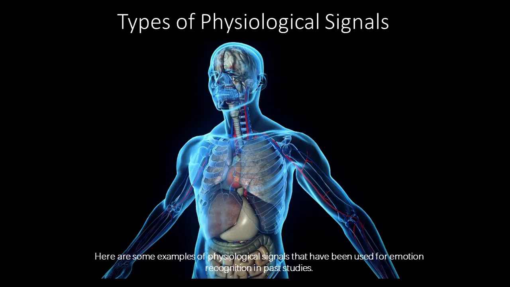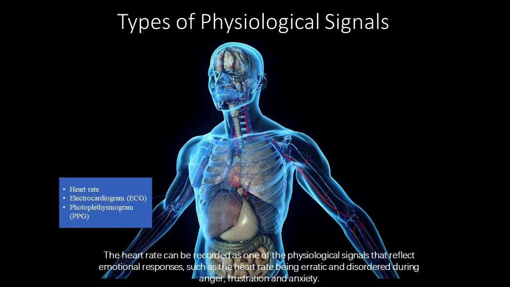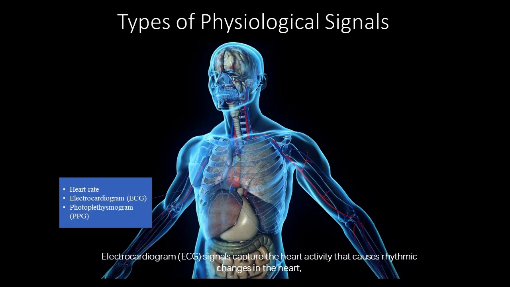Here are some examples of physiological signals that have been used for emotion recognition in past studies. The heart rate can be recorded as one of the physiological signals that reflect emotional responses, such as the heart rate being erratic and disordered during anger, frustration, and anxiety. Electrocardiogram, ECG, signals capture the heart activity that causes rhythmic changes in the heart.